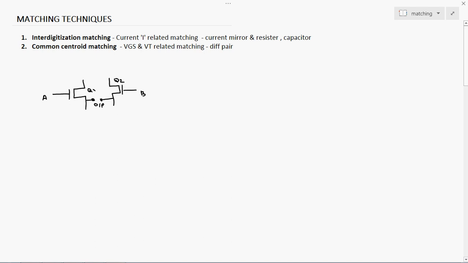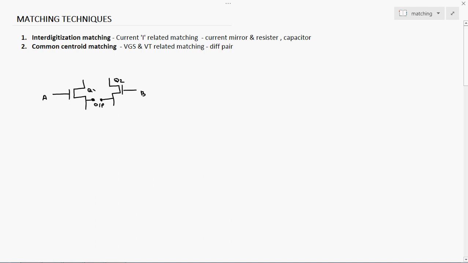But in our situation, Q1 transistor and Q2 transistor have to turn on and turn off at the same time. Practically it is not possible because of the process variation, and somehow we need to turn on and turn off the transistors at the same time. That is why we are going for the technique called matching. First we will go for interdigitization based matching.